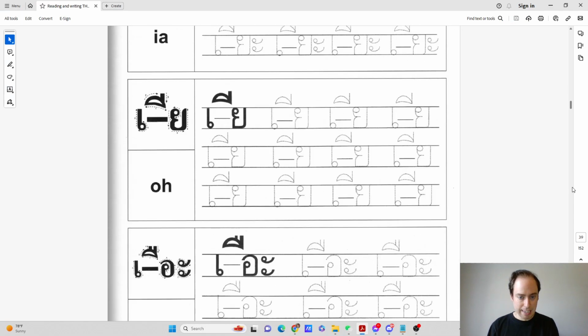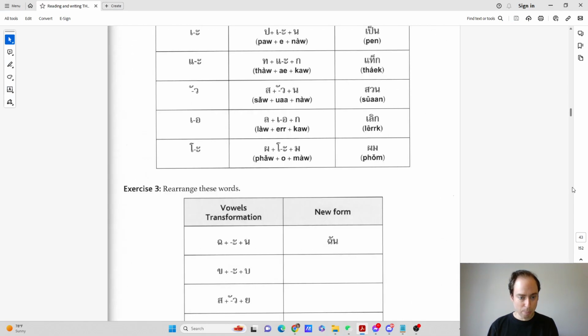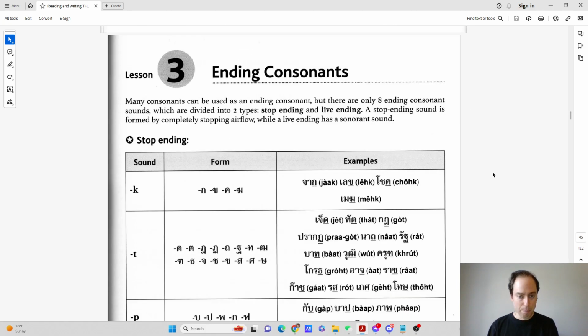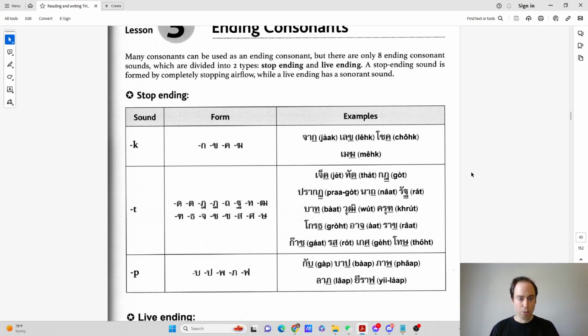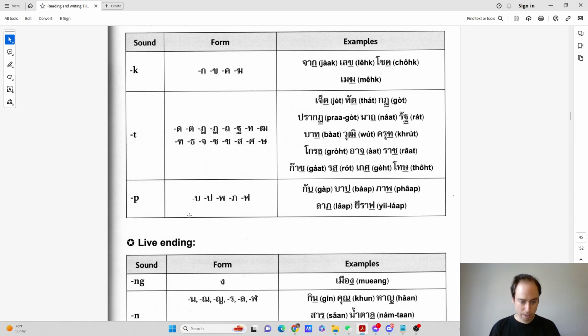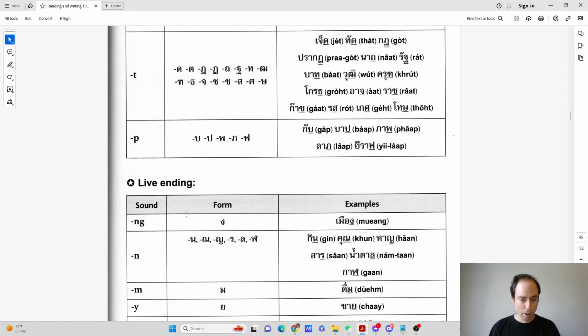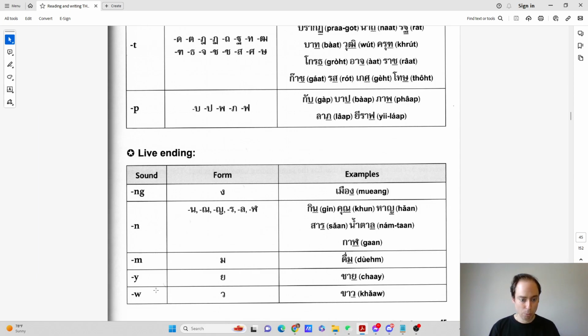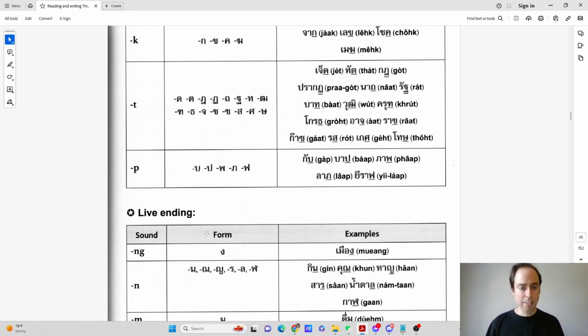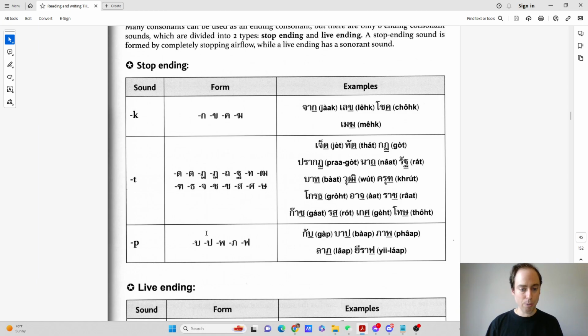And we can see, after we get our writing practice in, there's something called ending consonants. And there are two classifications. There's the stop ending, where you have a sound that just stops, like ka, ta, pa. You notice that the sound just stops. Or you have a live ending, where it kind of persists. The sound persists, like wo. So this is important later when we decide how to write the tone marks.